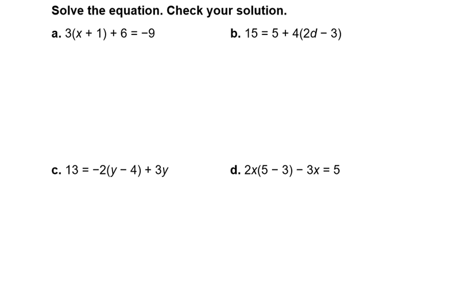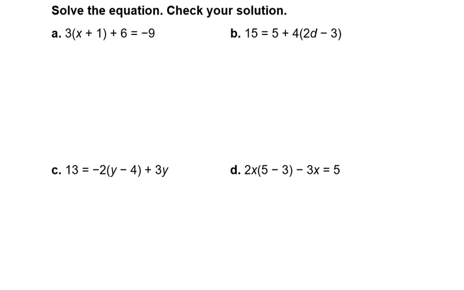Hi! So in this video, we're going to be solving multi-step equations, and then we're going to check our solution to make sure that we're right. So let's look at our first example. Here we have 3 times the quantity x plus 1 plus 6 equals negative 9.